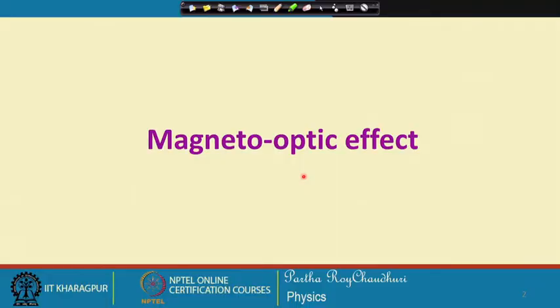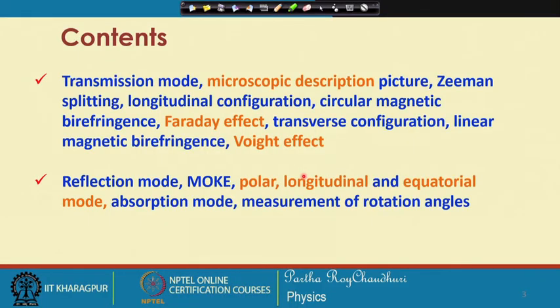We will continue with this magneto-optic effect with the Faraday rotation. Now, this transmission mode, look at the microscopic description picture, Zeeman splitting, then other configurations like longitudinal configuration, circular magnetic birefringence, Faraday effect will continue with that. Then the transverse configuration, linear magnetic birefringence, Voight effect, reflection mode, this MOKE polar, longitudinal and equatorial mode, absorption mode, measurement of rotation angles.